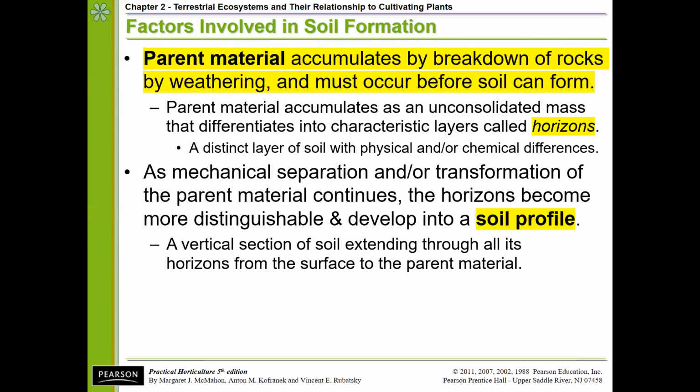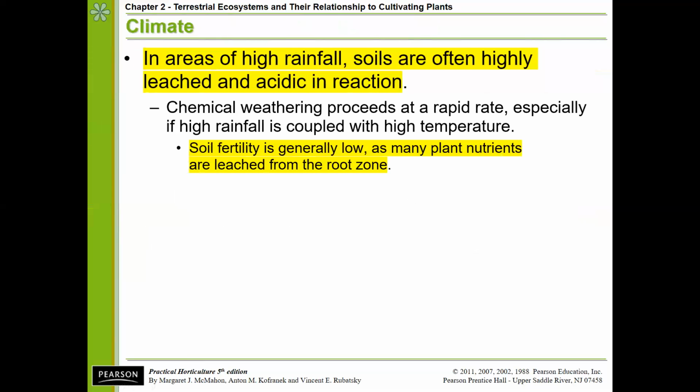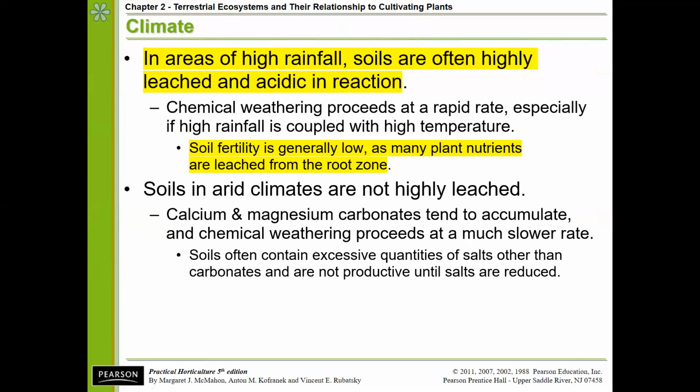Parent material, of course, being the rock that soil comes from. And as it's broken down, it creates characteristic layers known as horizons. And then the horizons become more distinguishable and developed into soil profiles. Know what happens with high rainfall, and something a lot of you put on the quiz, erosion. I counted that too, but also recognize that soils are often highly leached, reducing fertility, and also become kind of acidic with higher rainfall.